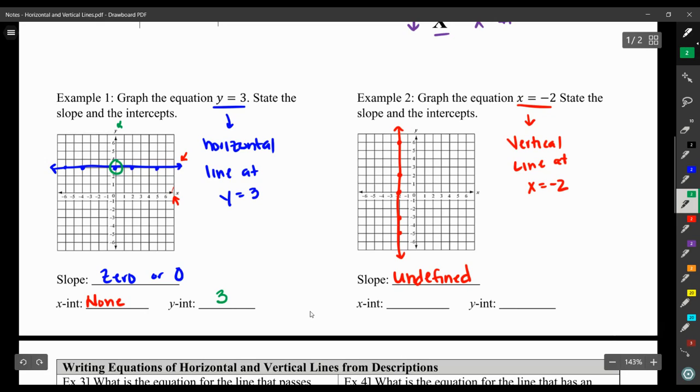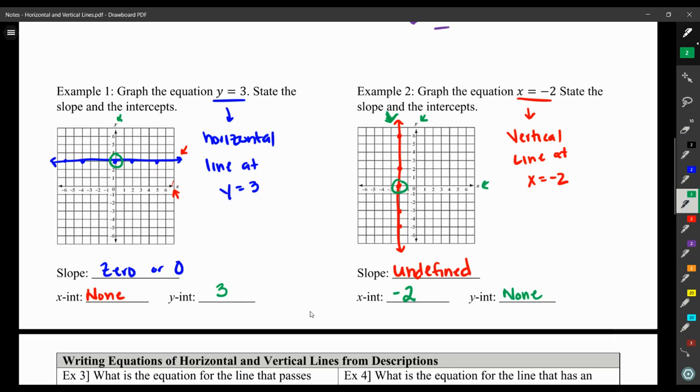So for the x-intercept, I want to know where does this line cross this axis, and it's right here at -2. And again, for the y-intercept, where does this line cross this axis? Well, those are parallel to each other, so there is not going to be a y-intercept. There isn't any. So that's how to graph these.